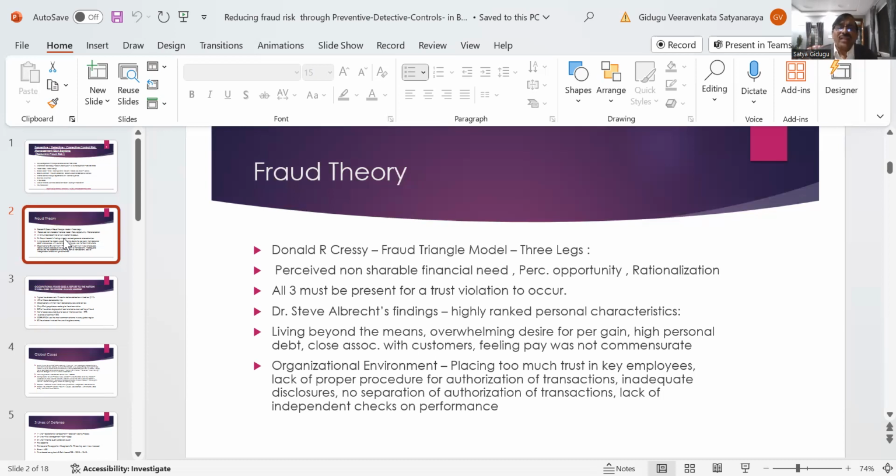So organization environment: placing too much trust in key employees, lack of proper procedures for authorization of transactions, inadequate disclosures. The organization itself is a cunning organization. Then what? The culture of the organization. The boss himself will come to the office at 11 o'clock, and the employee will also come at 11 o'clock.